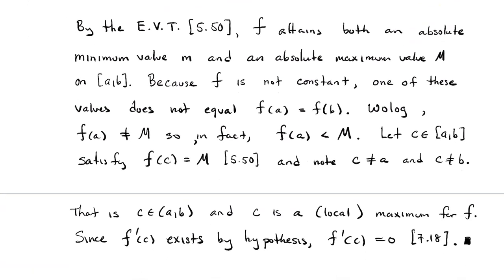So I'm going to invoke our extreme value theorem, our theorem from chapter 5, 5.50. The extreme value theorem says that f achieves both an absolute minimum value, which I'm calling little m, and an absolute maximum value, which I'm calling capital M. Okay, so there's inputs that actually equal those things. F of something is little m, f of something is capital M. That's what the extreme value theorem says. That's by the continuity of f on this closed interval.